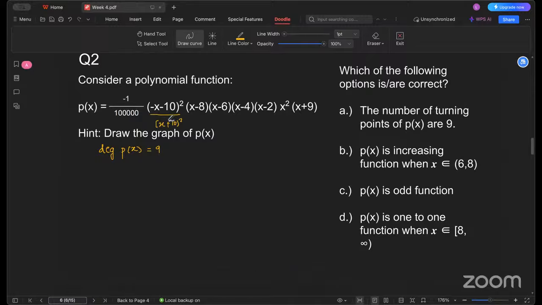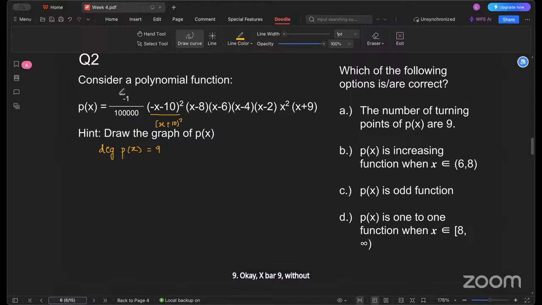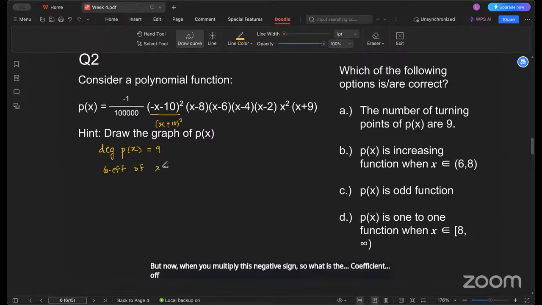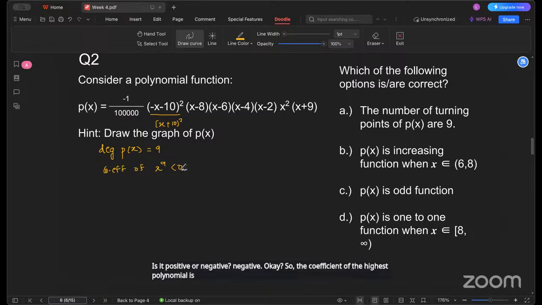This is the same as this, yes or no? Yes, ma'am. Okay, if this is the same, now when you multiply only this part, without this constant, you will get x power 9, without any negative sign. But now when you multiply this negative sign, what is the coefficient of x power 9? Is it positive or negative? Negative, ma'am. Okay, so the coefficient of the highest power, x power 9, is negative.